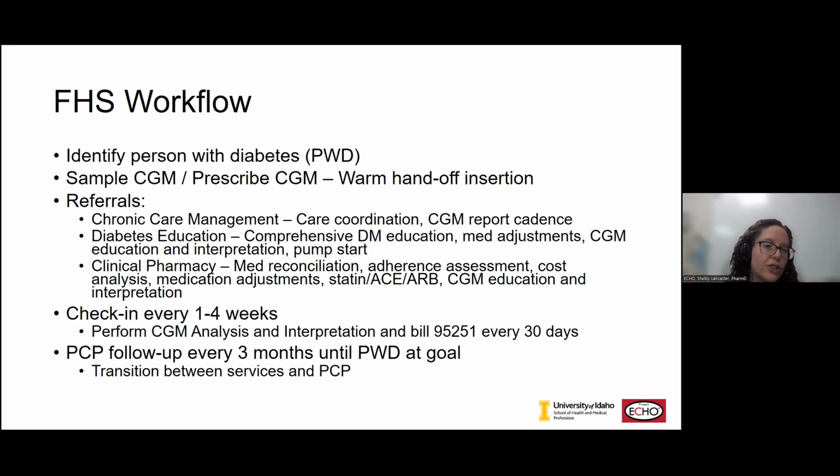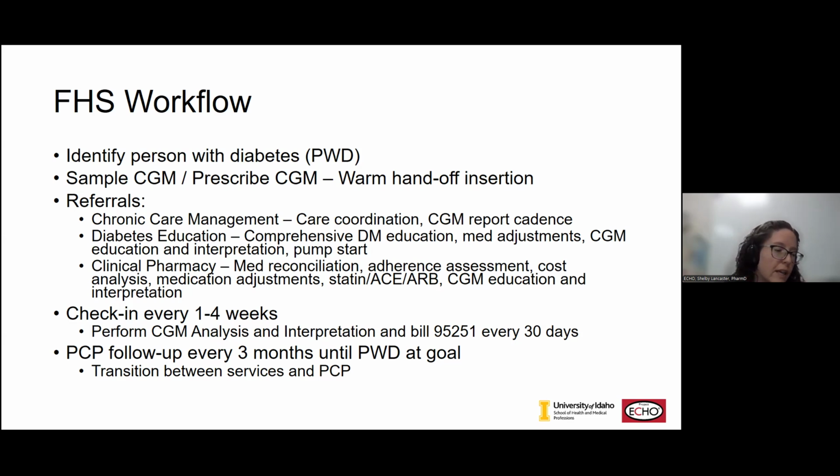Referrals are then sent to one of the three or all three, depending upon the patient and their need. But chronic care management is a nice hub to have because they can help with care coordination. They can help with CGM report cadence and pulling those numbers and sending them to whomever is taking the lead on the CGM analysis and interpretation. And then, of course, our diabetes educator and our clinical pharmacist can provide these resources as well, in addition to the CGM education and interpretation, as noted here.